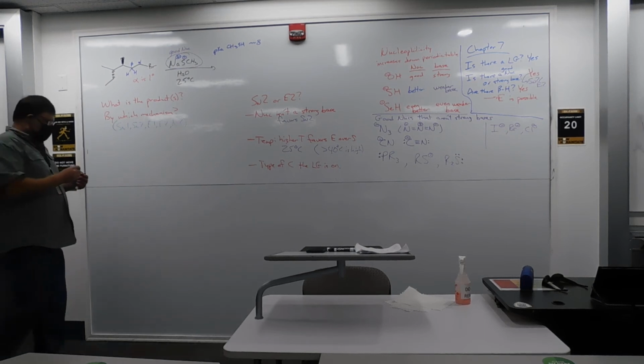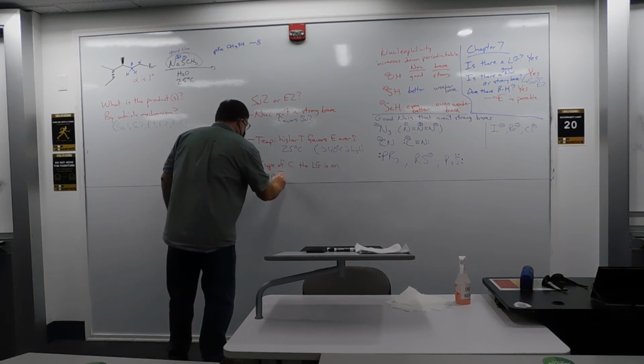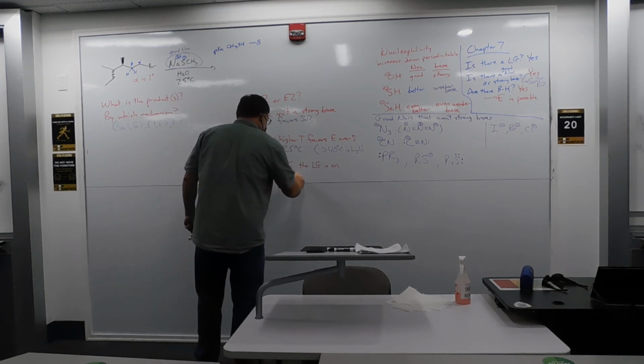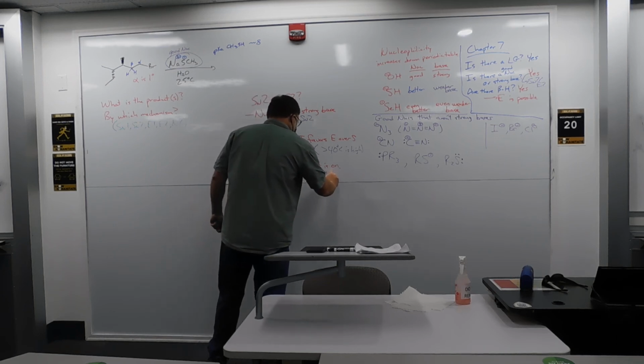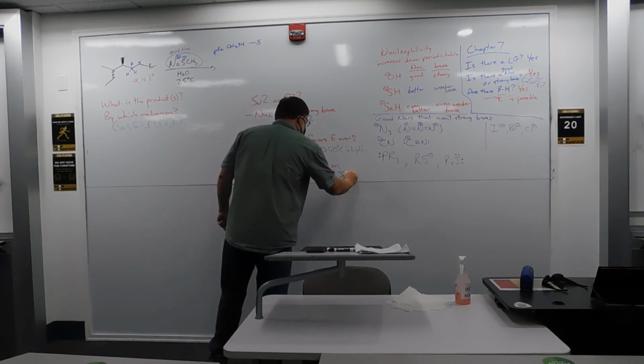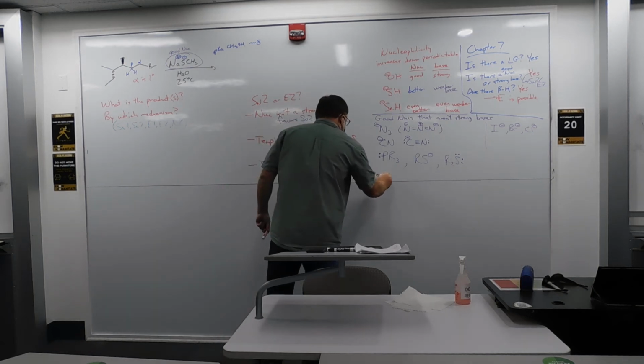Primary carbons can do SN2. Keep in mind, there's no SN2 on a tertiary carbon, and that SN2 is slower on a secondary carbon.